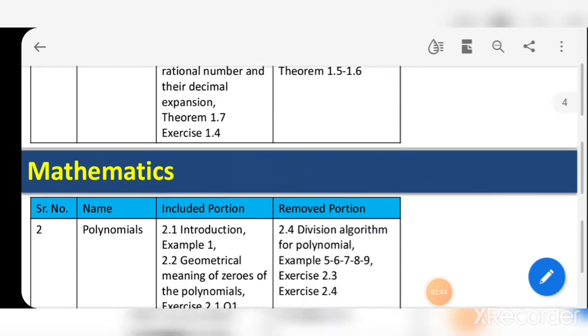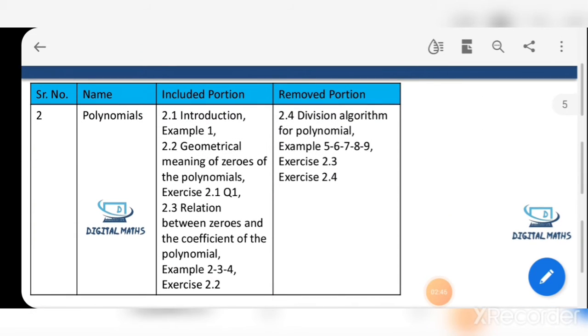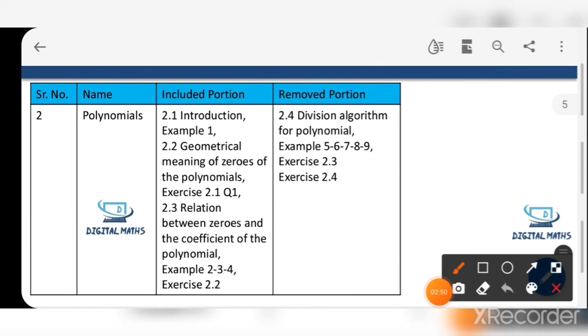Now we have to see in the second chapter, polynomials, which is the included portion and which is the removed portion. First, the introduction, example 1, geometrical meaning of zeros of a polynomial, exercise 2.1 question 1, 2.3 relation between the zeros and the coefficients of a polynomial, examples 2, 3, 4 and exercise 2.2.